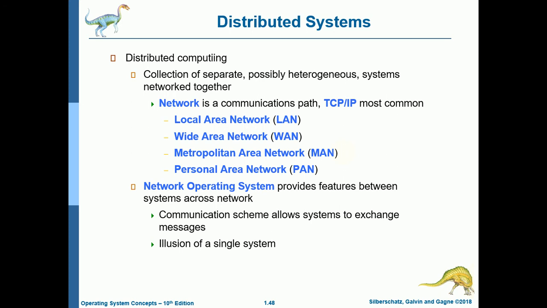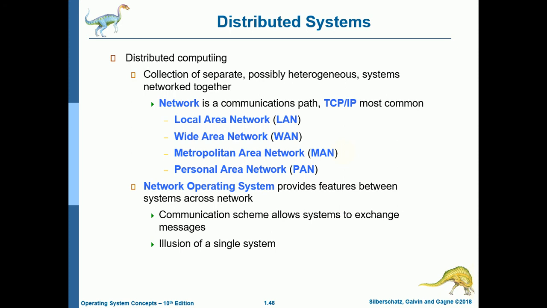Okay, next we have distributed systems. So we have distributed computing. It is a collection of separate, possibly heterogeneous systems networked together. A network is a communications path, and TCP/IP is the most common. So we have these types of networks. We have the local area network, or LAN. A LAN is, for example, the network in a computer laboratory. So that's an example of a local area network.